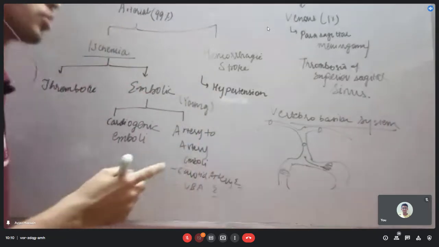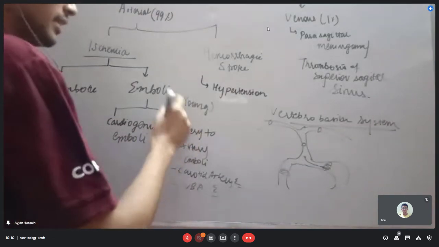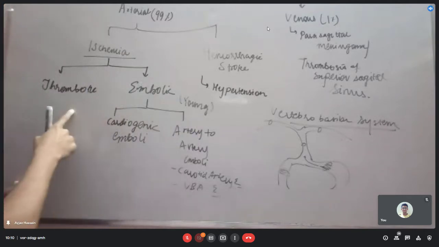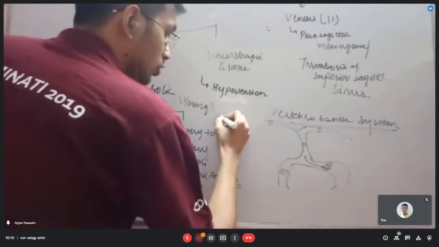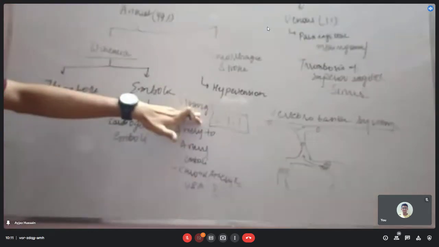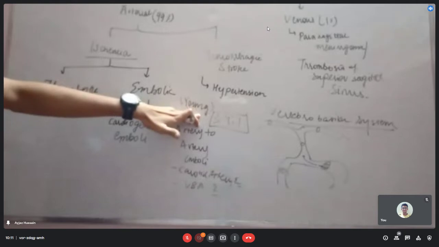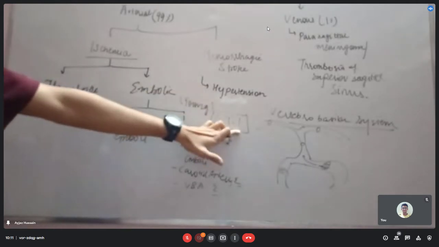Okay. A very favorite question of the examiners, if they wish to ask, they'll ask, what is the incidence of embolic to thrombotic stroke in young? So remember, the incidence is 3 or 4 is to 1. That means in a young individual, what are the chances of having an embolic stroke than having a thrombotic stroke? It is 3 to 4 times more than that of a thrombotic stroke.